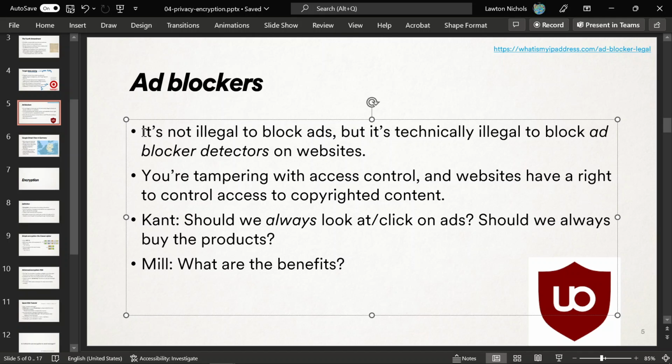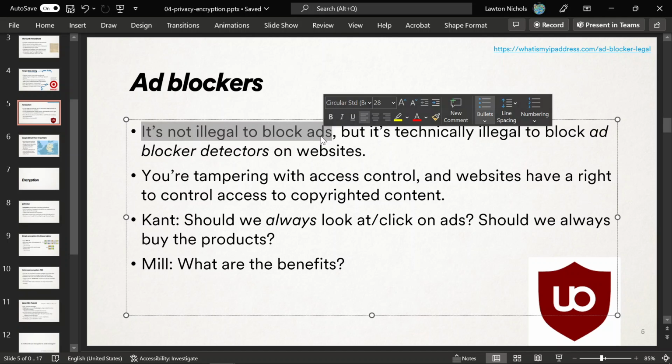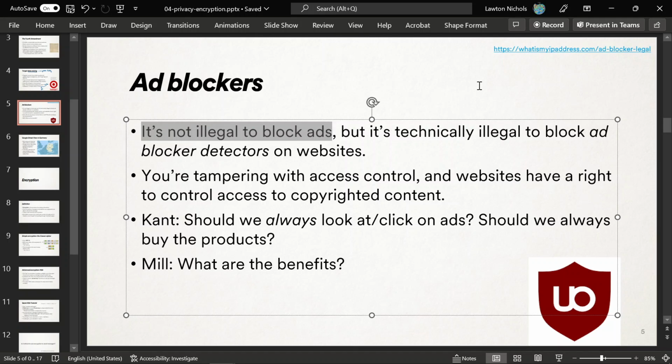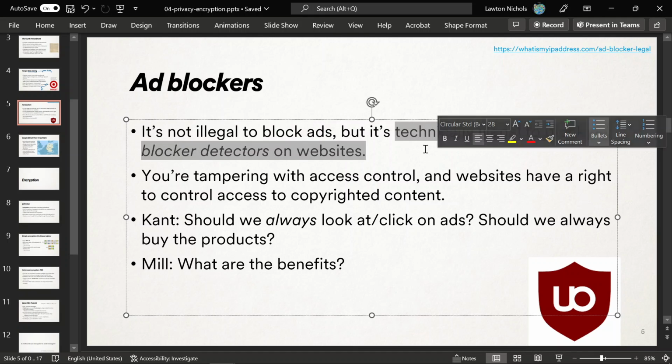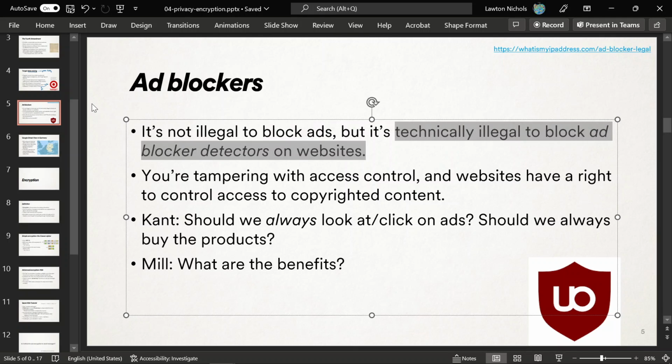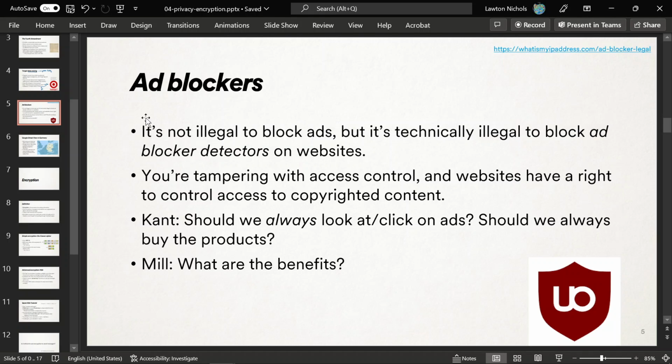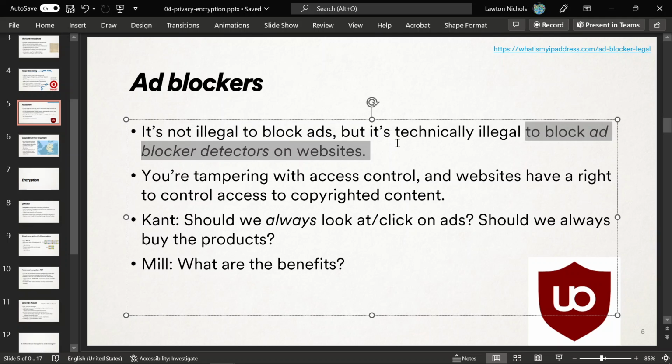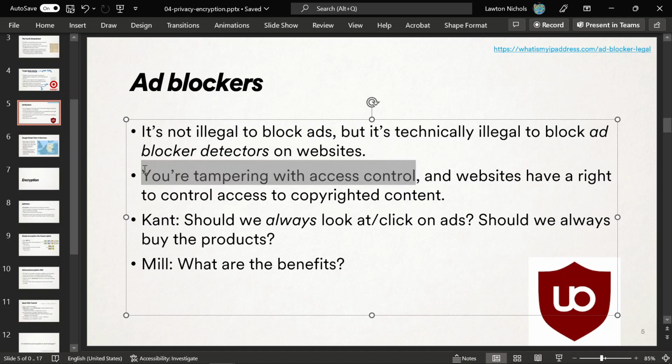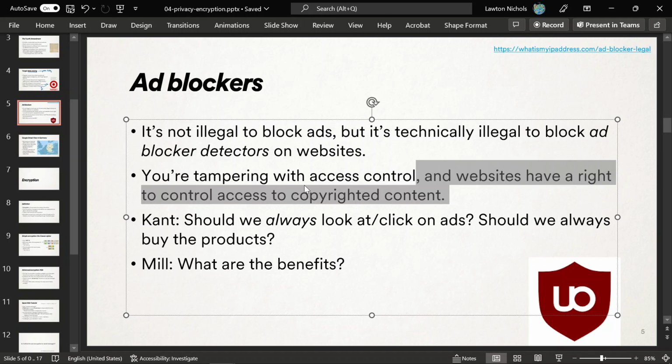It's not illegal to block ads, which is nice. But technically, it's illegal to block ad blocker detectors on websites. That's a mouthful. So you're not allowed to block ad blocker detectors on websites because they sometimes make money from that, okay? The argument is you're tampering with access control, and websites should have a right to control access to their content that they have copyrighted, like a news site, for example.